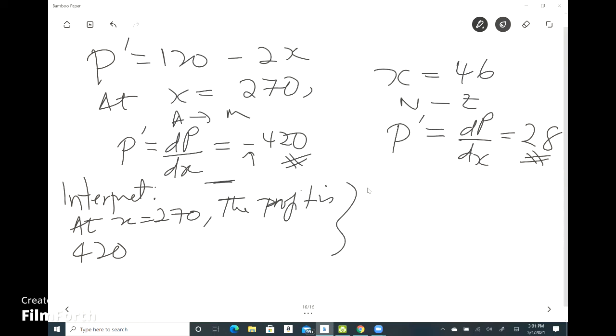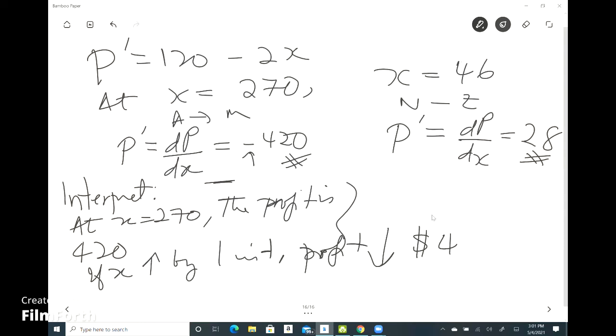If the X increases by one more unit, the profit will decrease at $420 when X equals 270. So everybody hear that? Okay, one more time. If the X increases by one more unit, the profit will decrease at $420 when X equals 270. Okay, so the marginal profit is negative 420.